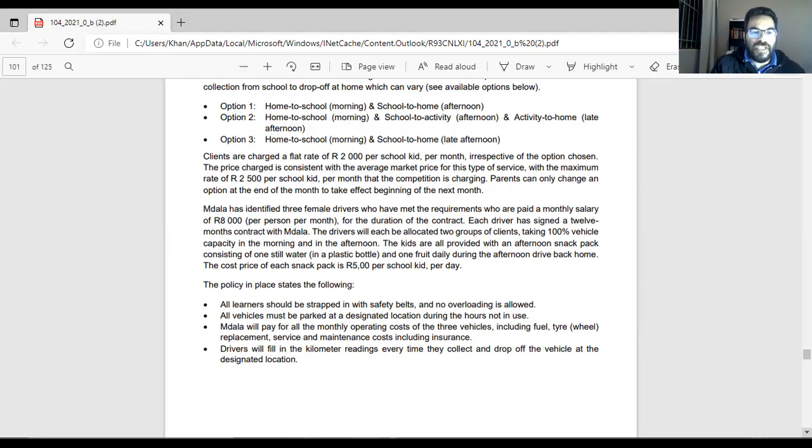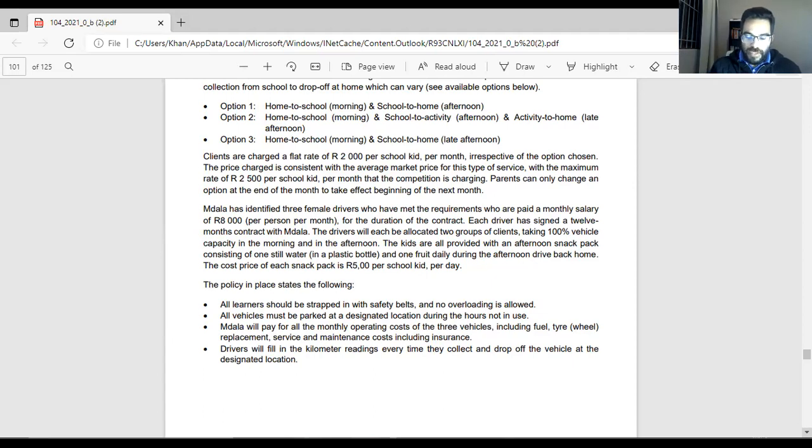So here you can already make numbers in your head. Clients are charged 2,000 Rand per school kid per month. We know there are 66 school kids, and we know that it is 2,000 Rand per school kid per month. So 66 times 2,000 gives you whatever amount. 2,000 times 10 will give you whatever revenue it is.